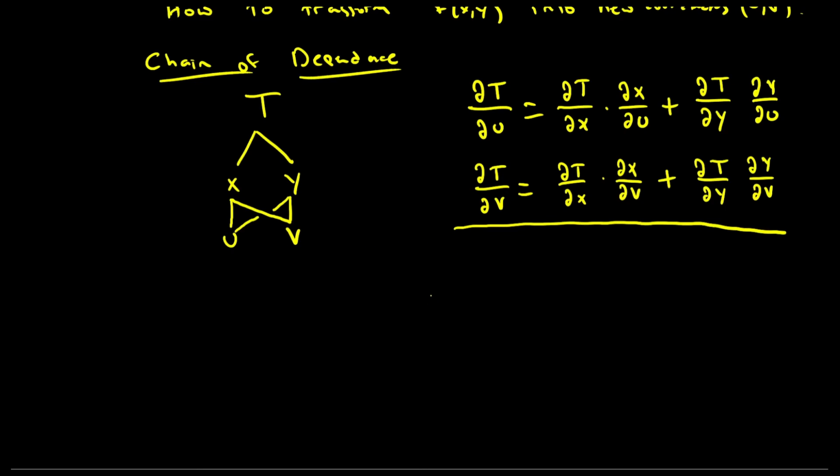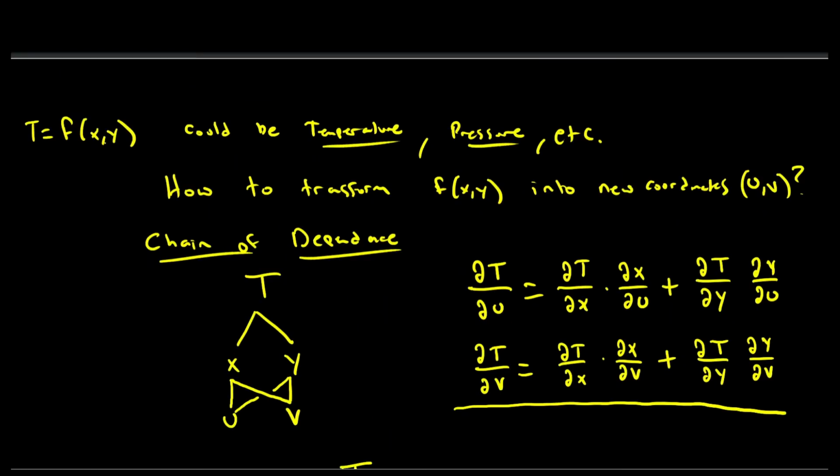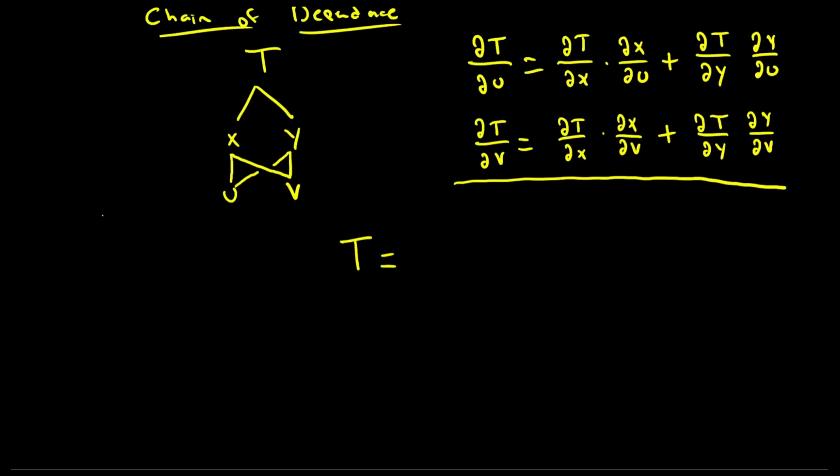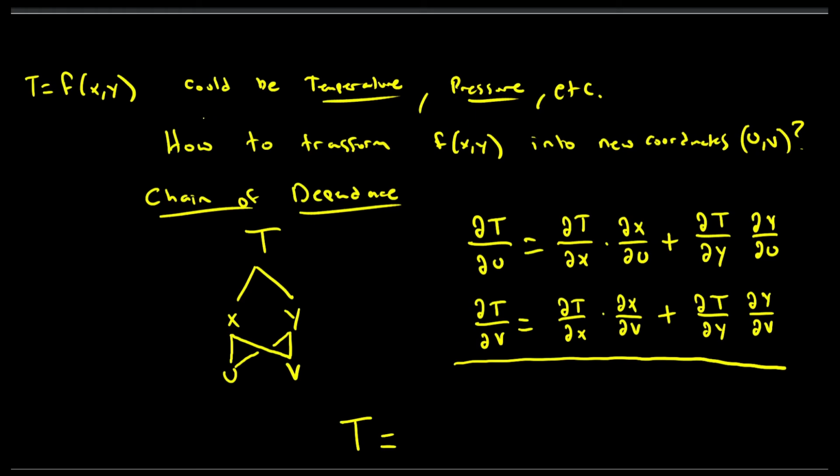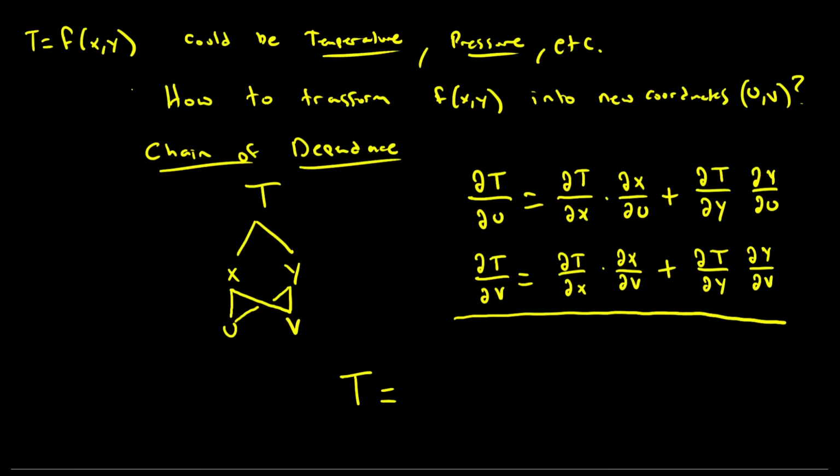Another way of going about this for simpler coordinate transformations is just thinking of, well, if our temperature is this function f of x, y, and maybe I will change this function to be a different name, because we already used f and g for our coordinate transformation, so that's probably the best thing to do here.